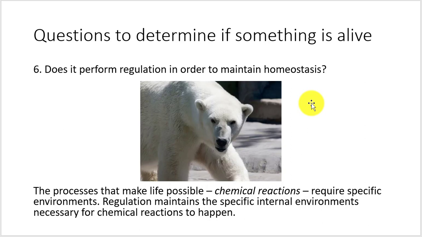If we, for some reason, are out of that range, let's say the pH of our blood rises significantly, we can perform regulation to get it back into homeostasis. Regulation is the process to maintain homeostasis, and the reason why homeostasis is so important, and will be a major theme of our class, is because life is basically just chemical reactions, and in order for those chemical reactions to occur, we need a very specific environment. It can't be too acidic, can't be too basic, can't be too salty, things like that.